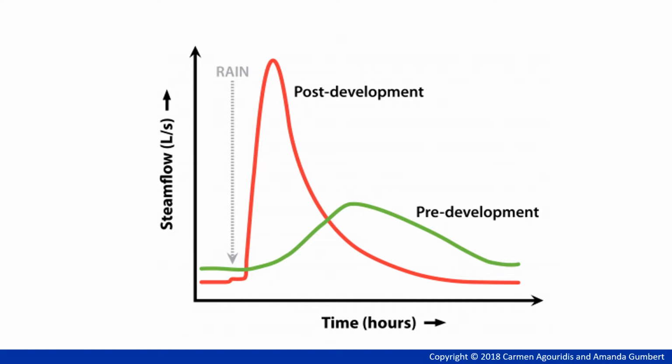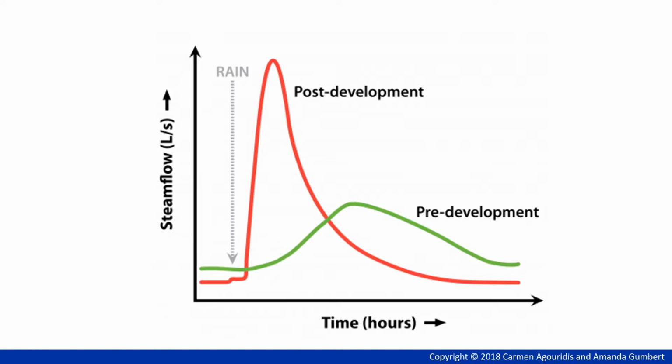Development also changed how much water reached the stream. The area under the curve represents runoff volume. The post-development area is larger than the pre-development one. Hence, the larger volume of runoff reached the stream more quickly after the land was developed.